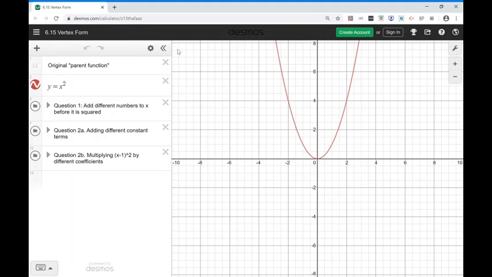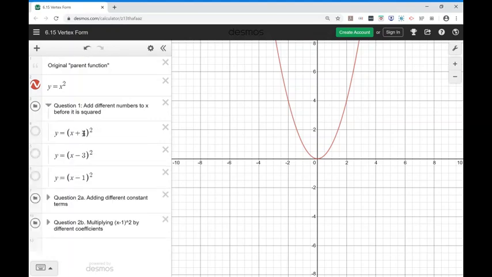Right, so something that we can take a look at now is if we have y equals x squared as our original quadratic function, then if we want to see what happens when we add different numbers to the x before it's squared, that would look something like these expressions. So for instance, if we have y equals parentheses x plus 4 close parentheses squared, we see that it moves horizontally, or it shifts left or right. In this case, even though it's an x plus 4, we see that it shifts to the left by 4.